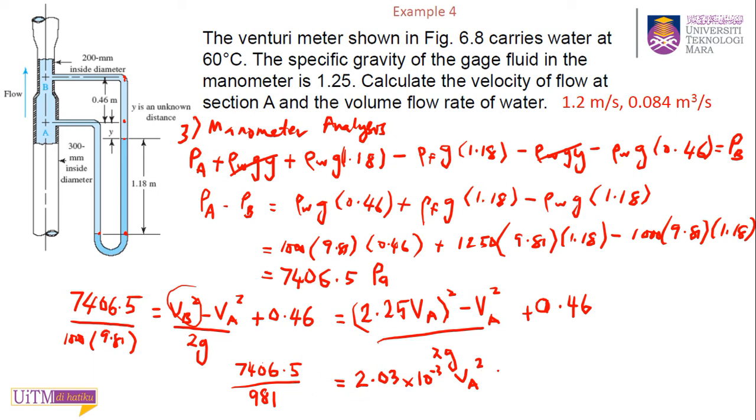Okay. And now you can find VA, right? You have everything. So you have 7406.5 divided by 981, you multiply by 1681. And you have the value. Divide by this term and that value, you will get your VA. So how much is VA? Did you get the same as 1.2, the answer here? Did you get it? Oh, not the same.